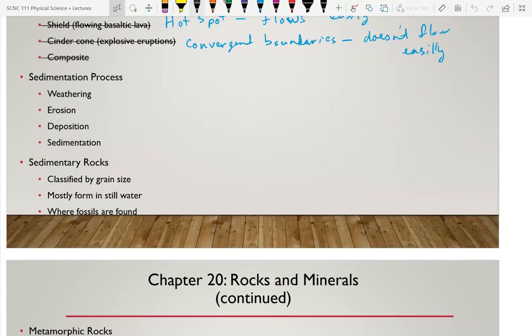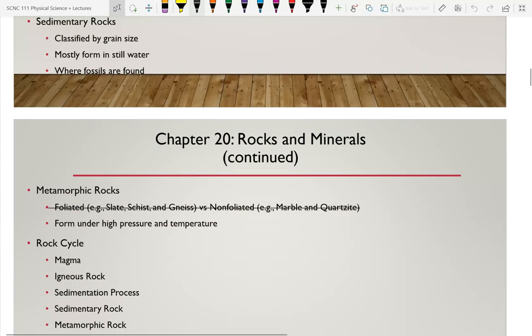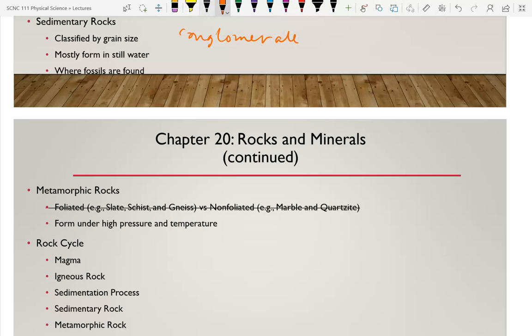Okay, the sedimentation process I've already talked about. Sedimentary rocks, we classify them by the types of material in them. Bigger material would be something like a conglomerate or a breccia. The difference between conglomerate and breccia is simple. Conglomerate, which is what the sample was that I showed you, you have smooth pebbles, rocks cemented into the rock. That's a conglomerate. If it was natural instead of man-made, a cobblestone road would be conglomerate.